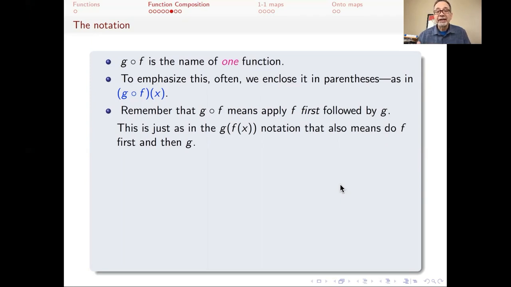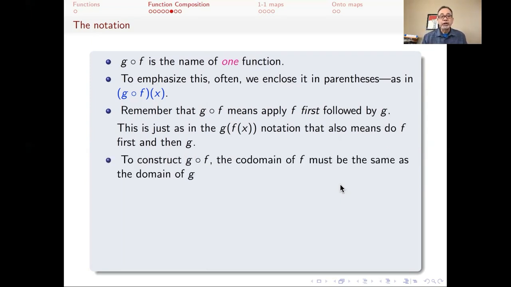And in g of f of x, what applies to x first is f. F is the thing that you apply to x first, and then you apply g to the result of that. When you want to do g circle f, the codomain of f, where elements of the domain x land, has to be the same as the domain of g. The picture you have in mind is this: Y, which is the codomain of f, has to be the same as the domain of g.